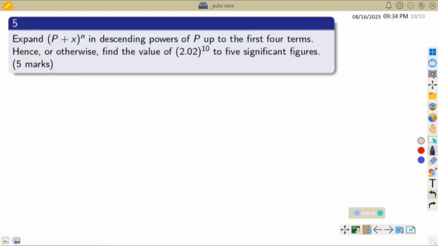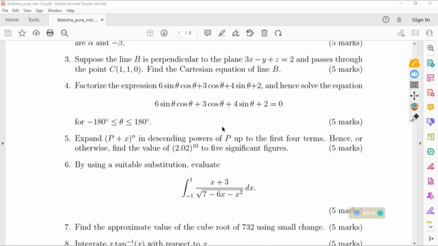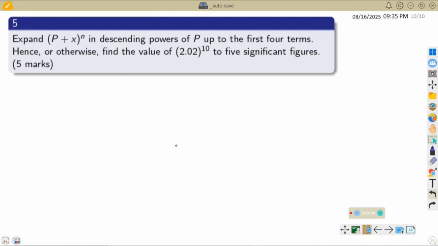In our today's session, we shall be talking about question number 5 for Wakisha Mock, and it says that expand p plus x to the power of n in descending powers of p up to the first 4 terms. Hence or otherwise, find the value of 2.02 to the power of 10 to 5 significant figures. So let us look at the solution.